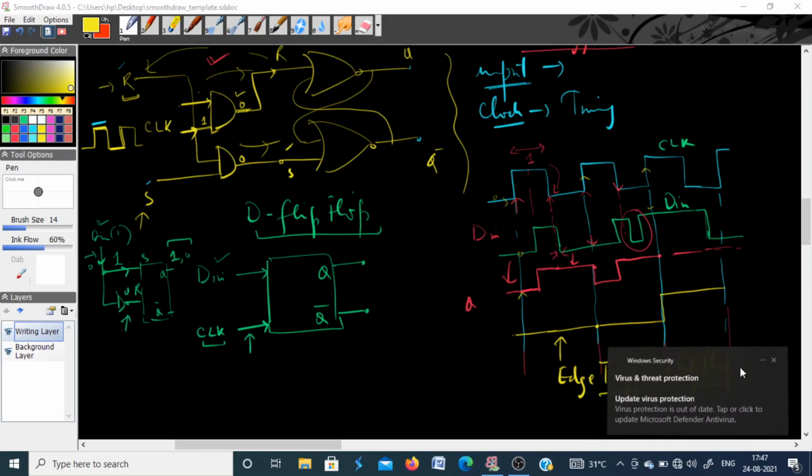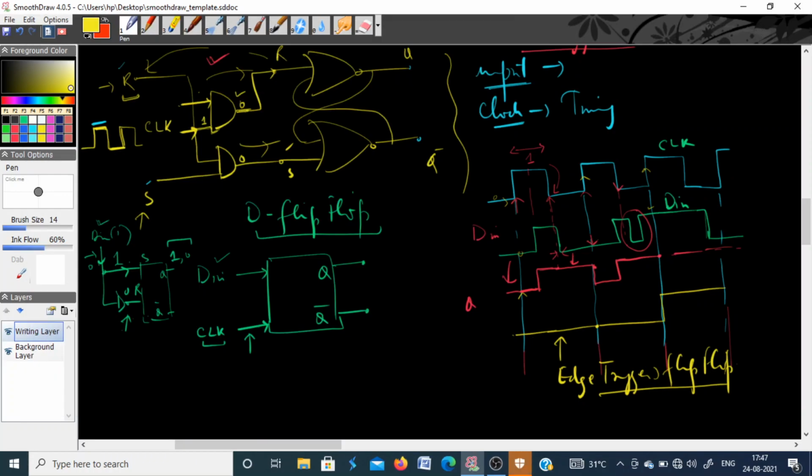Here the transitions are made at the rising or the falling edge of the pulse only, not for the entire level. But this structure is basically level triggered. For edge triggered you have different designs, I'm not going into that. So you understand now what a flip-flop is. A flip-flop is basically a storage device which can be used to store a single bit of information. That is, it can store either logic 0 or logic 1.